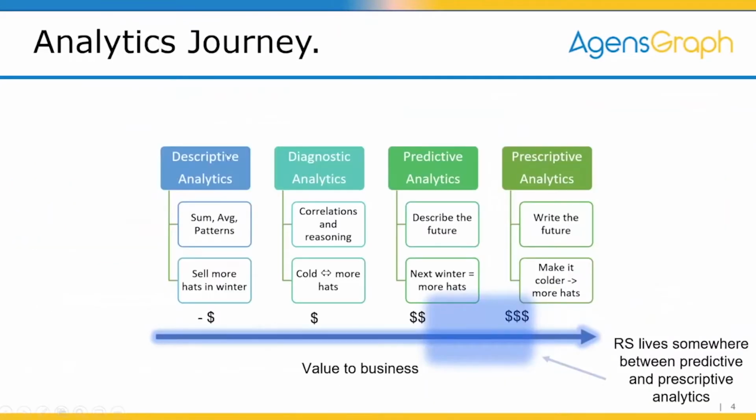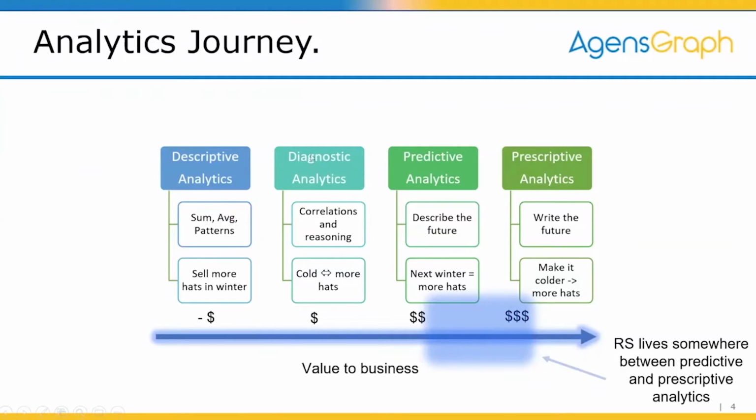So here we go. Now, trying to put where recommendation comes on this journey from descriptive analytics all the way to prescriptive analytics, it actually comes quite a long way to the right, considering the small investment that one needs to make to develop a recommendation system. So descriptive analytics is just what we have done for decades, using pen and paper and latterly Excel and things like that. And it deals with sums and averages and patterns. And you can see things like, oh, we happen to sell more hats in winter, as a crazy example.